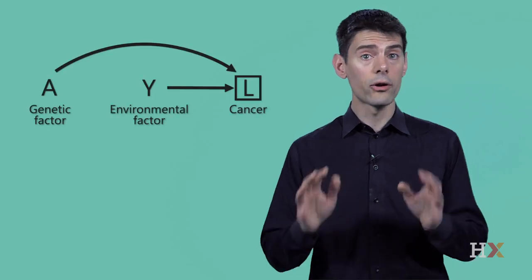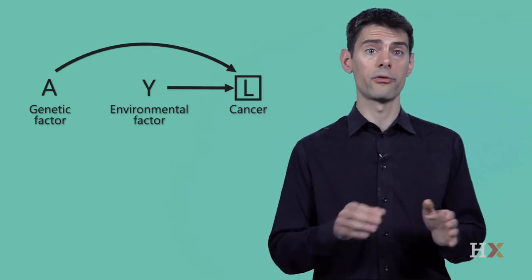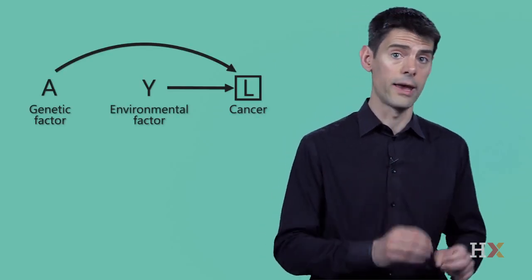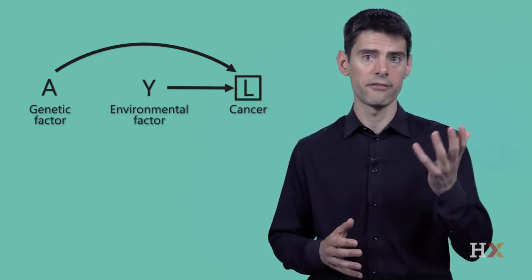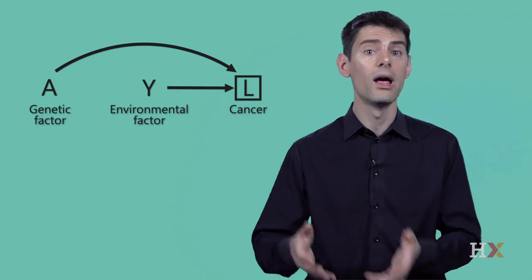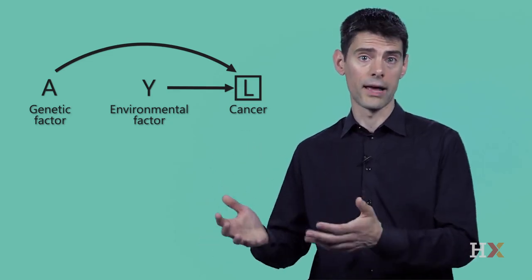Or another way to say this, we will check whether A contains information not already included in L that allows us to predict Y better. So if the correct DAG is the one with the arrows from A and Y to L, but no arrow from A to Y, do we expect to find an association between A, the genetic factor, and Y, the environmental factor, among those with L equals 1, cancer?